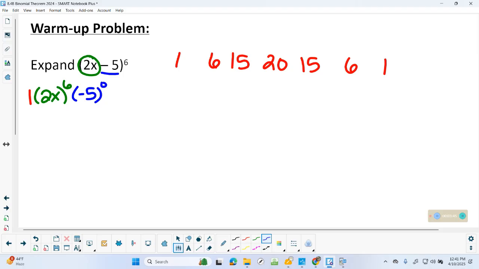Now, I can't say as I would really normally if I'm doing the homework write that, because anything to the 0 power is 1. We don't need it. But I'm just putting it on for the pattern. Okay, to get my next term, 6.